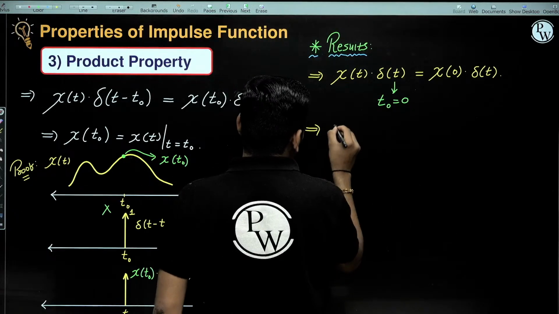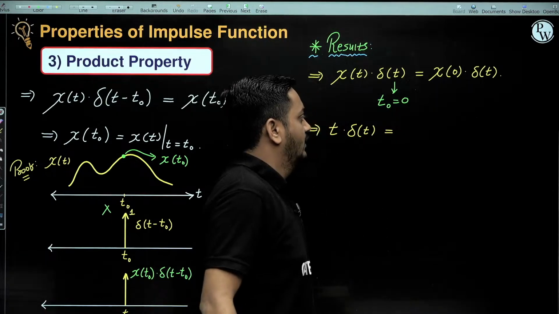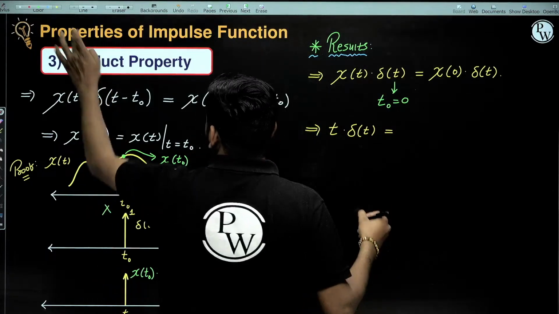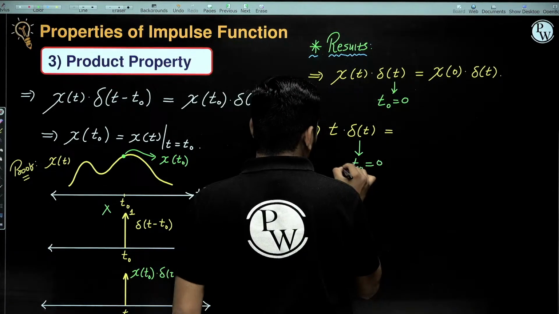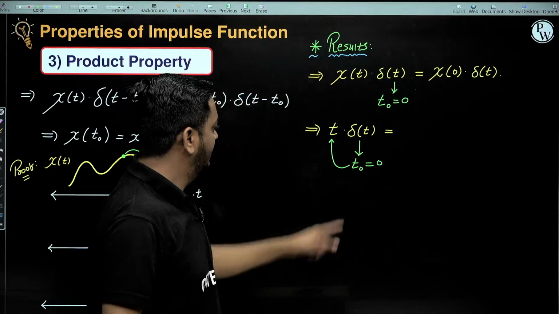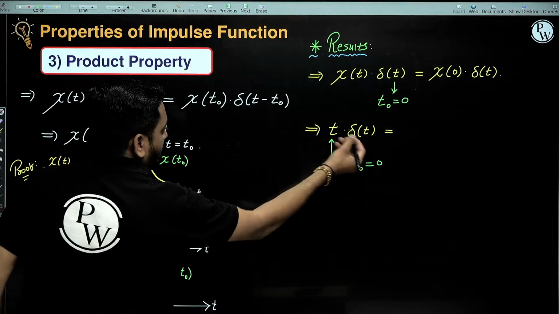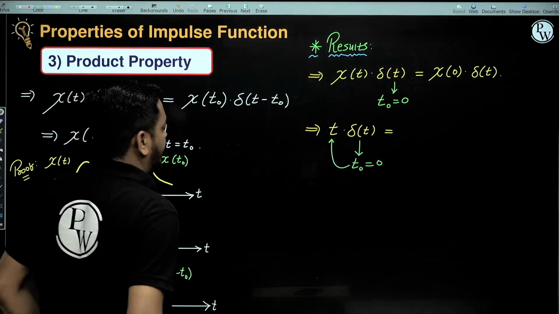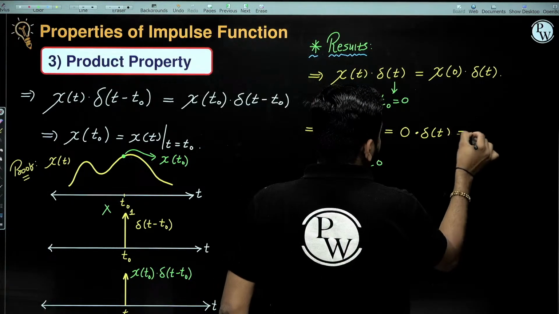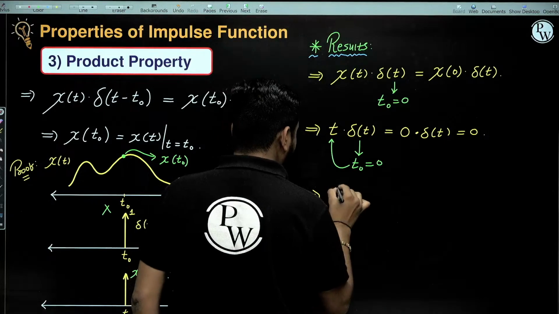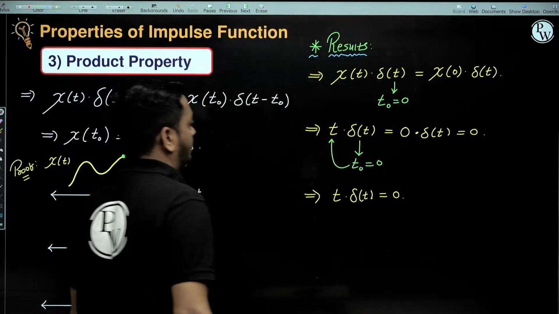Suppose I am writing here t into delta t. So for t into delta t, here t naught is 0, and you have to put this value here. Correct? Here you can compare with this: t naught equal to 0, and you have to put this t naught value in this x of t. x of t equal to t. So it will be 0 into delta t, which is 0. So what finally can we write? t into delta t is nothing but 0. So these are two important results.